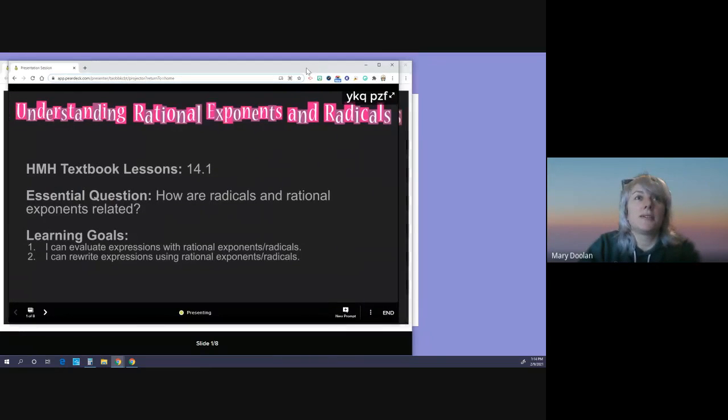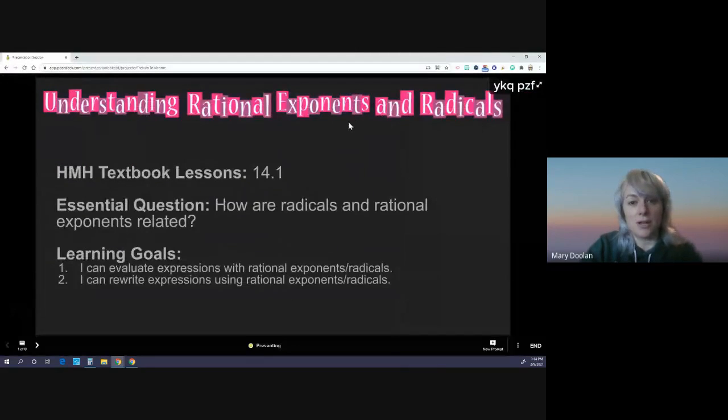So the topic: understanding rational exponents and radicals. HMH textbook lesson 14.1. If you have the textbook, you can read through the lesson. That'll always help you understand it more in depth. All the lessons are online by going to the website for HMH, and you can access all of the textbook there without even having the physical textbook. Your essential question: how are radicals and rational exponents related? Learning goals: 1, I can evaluate expressions with rational exponents and radicals. 2, I can rewrite expressions using rational exponents and radicals.